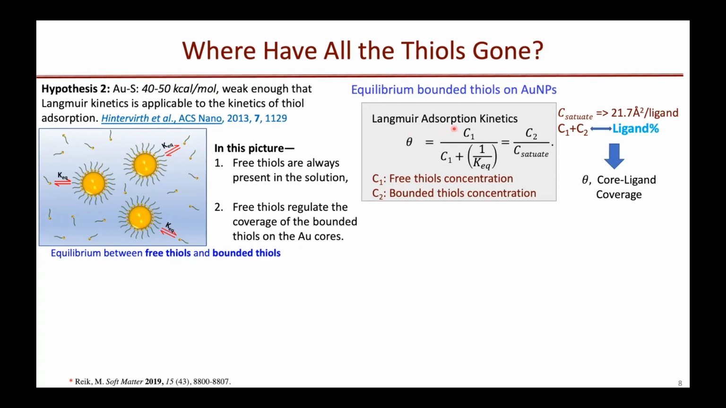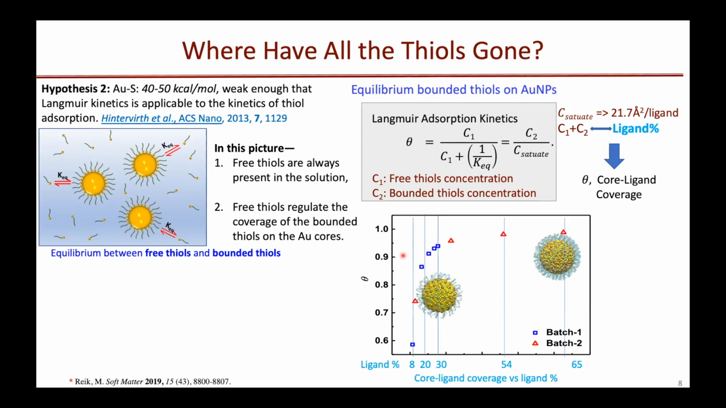So the Langmuir adsorption kinetics provide a quantitative relation between the thiol coverage on the gold, what we refer to as the core ligand coverage, and the free thiol concentration, C1, which is also related to the fractional bonded thiols concentration. We note here that the free thiols and the bonded thiols concentration together give us this ligand mass fraction percentage. So here we show the quantitative relation between theta and the ligand fraction.